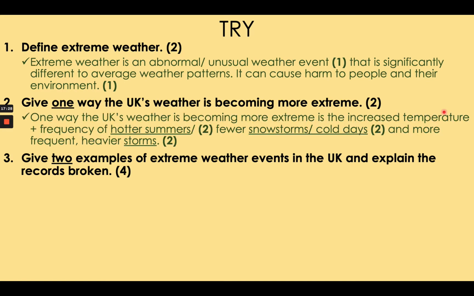2, so you needed to give this. There are more hotter summers in the UK now than there ever have been. There are fewer snowstorms and cold days, and there are more frequent and heavier storms. These are 3 examples of how the UK's weather is becoming more extreme. So make sure you use words like there's a higher frequency, there are fewer snowstorms, there are more frequent and heavier storms.